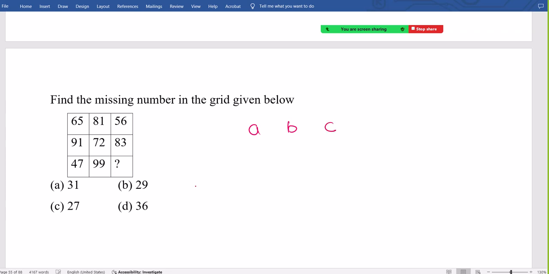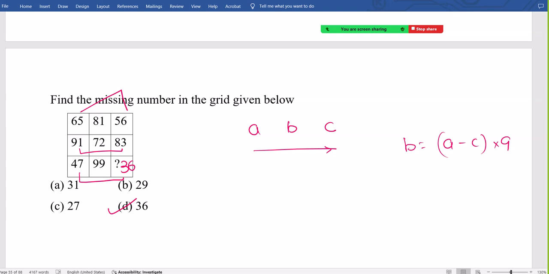Yeah, similar to the previous one. A, B, C: B is nothing but A minus C. What is the difference between 65 and 56? 9 into 9. Here the difference between 91 and 83 is 8, so 8 into 9, 72. Here the difference is 11 into 9. 11 difference means this must be 36. 47 minus 36, 11. 11 into 9.